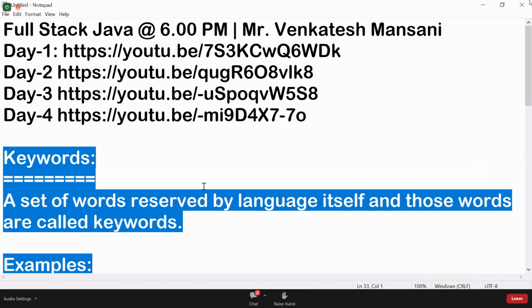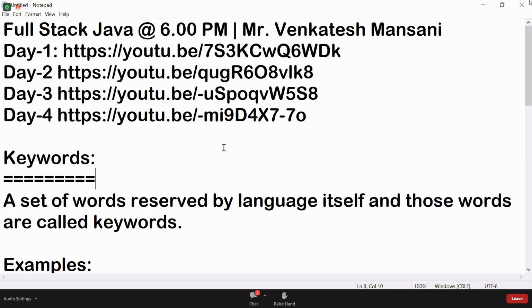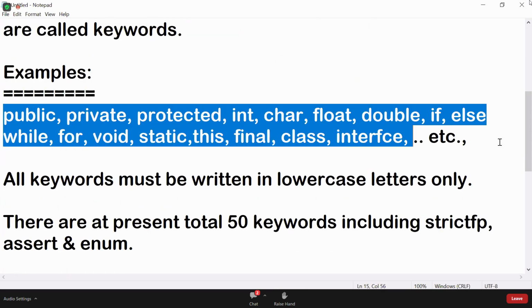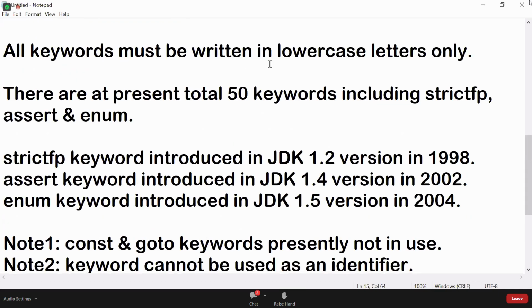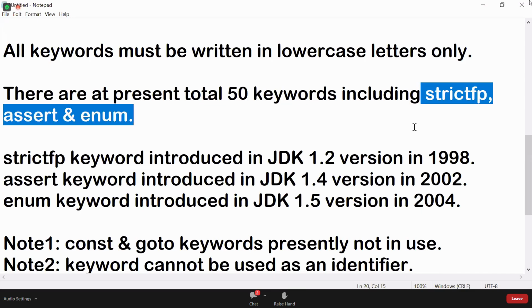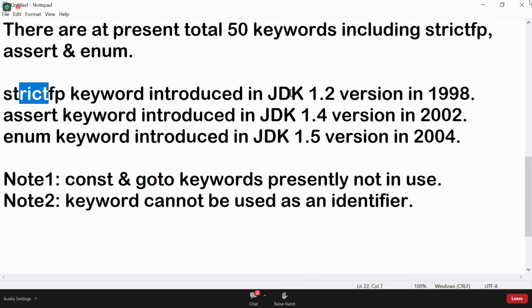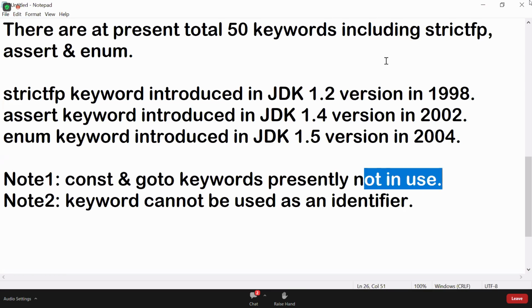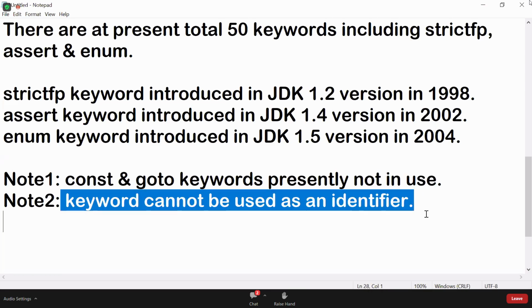Say, for the purpose of writing programs, some words are reserved. Those words are called keywords. Some examples I have given. Compulsorily you have to write in small letters. At present there are 50 keywords, including these 3. This one came in 1.2 version, this came in 1.4 version, this came in 1.5 version. And these 2 keywords are presently not in use. If you write, error comes. A keyword you should not use as an identifier.